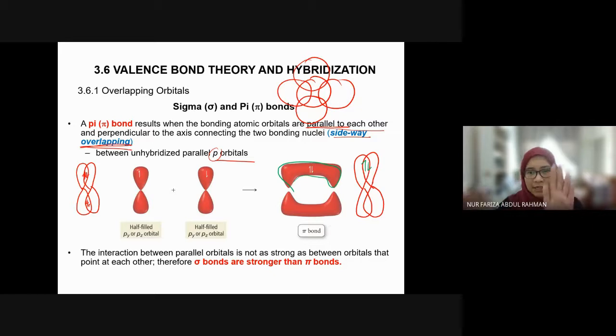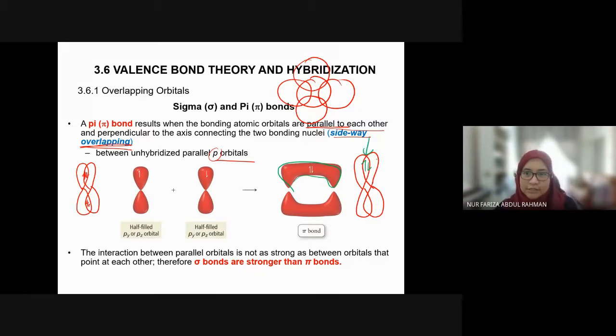pi bond. Sebenarnya dia rapat macam ni, dia rapat begini. This is how close they are. Tapi to represent it better, lebih senang nampak, kita elongate kan. Nanti you akan tahu kenapa kita kena elongate kan bila kita buat hybridization later on. Okay, alright. So this is what we call pi bond.